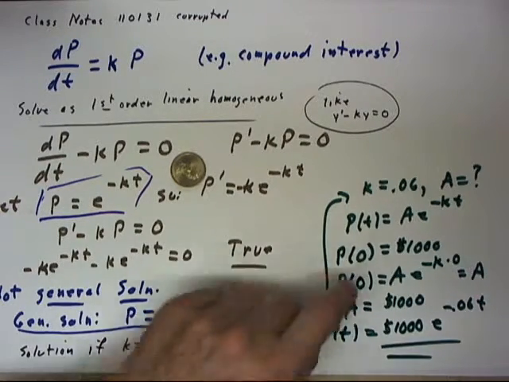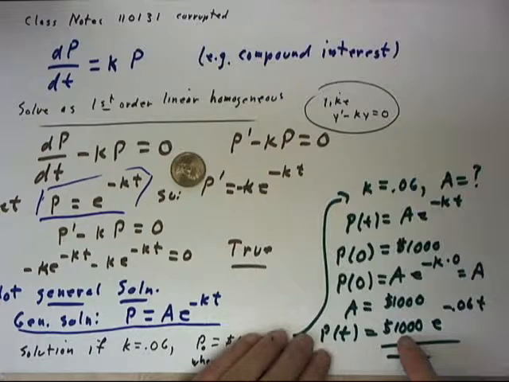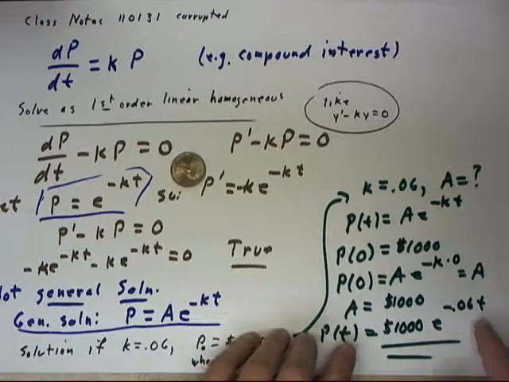And this will be our solution to the equation. This is the function that tells you how much money you have if you continuously compound $1,000 at 6% and continue this for a time t.